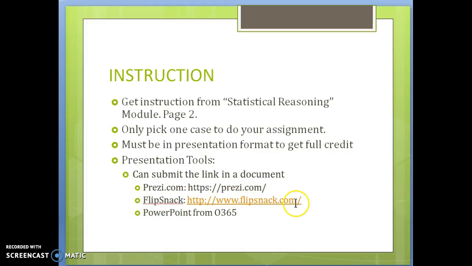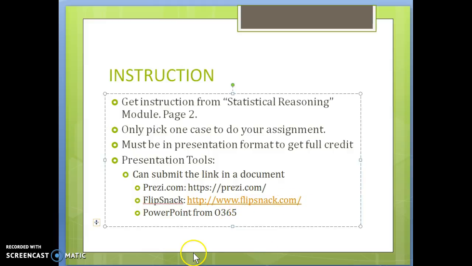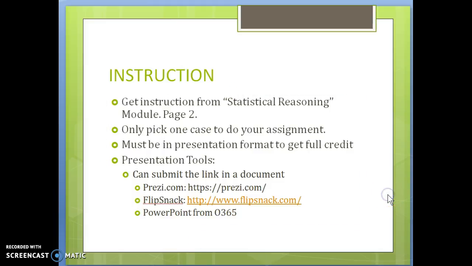Go to flipsnack.com. I changed your presentation PowerPoint into an online flipbook like a magazine. It looks very nice and it's free. You can also submit a link to me when you complete it.